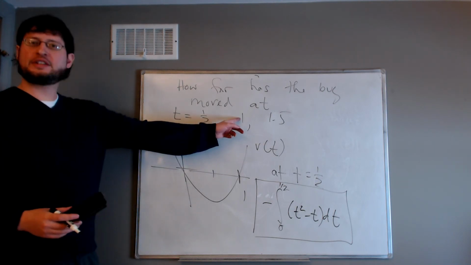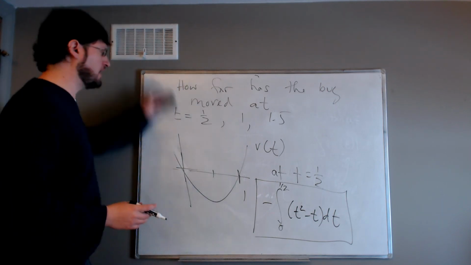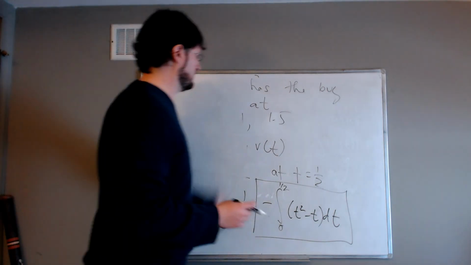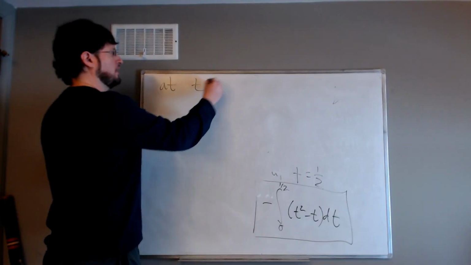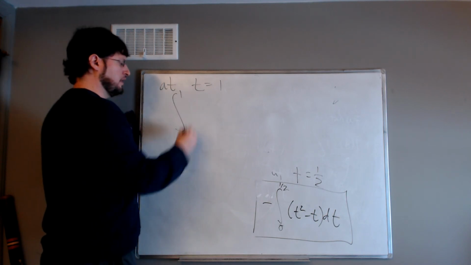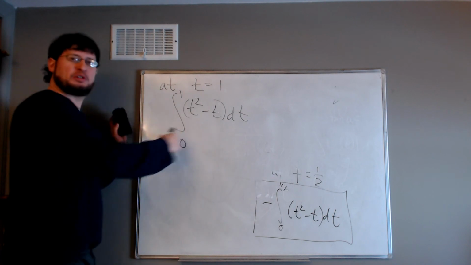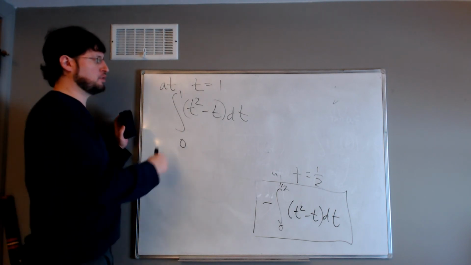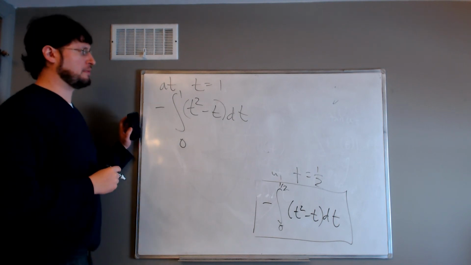At time 1, it's exactly the same because it's below the x-axis the entire time. At t equal 1, we'll integrate from 0 to 1 of our velocity. But since that's below the x-axis the entire time, that's going to be a negative integral, and we need to make it positive to talk about distance.